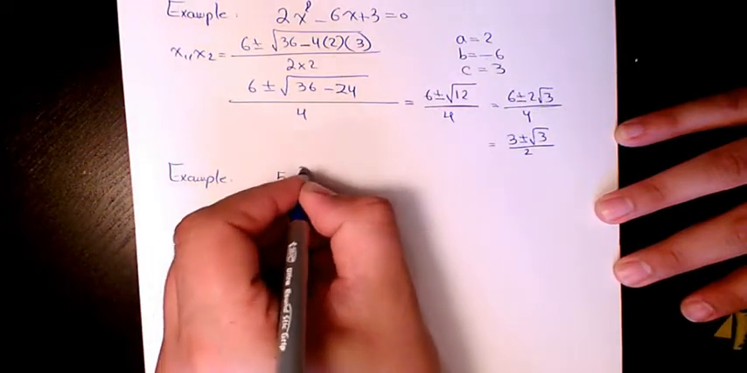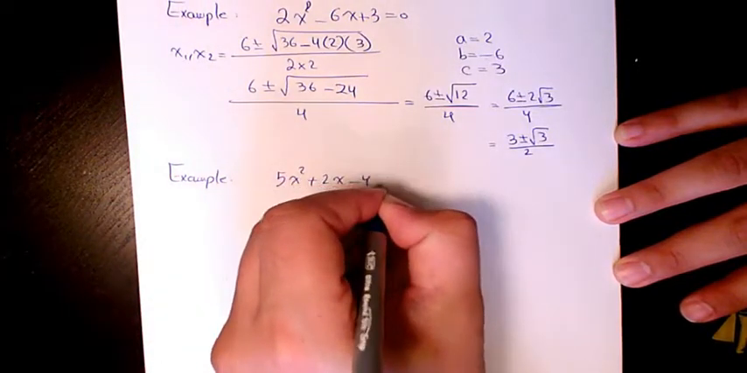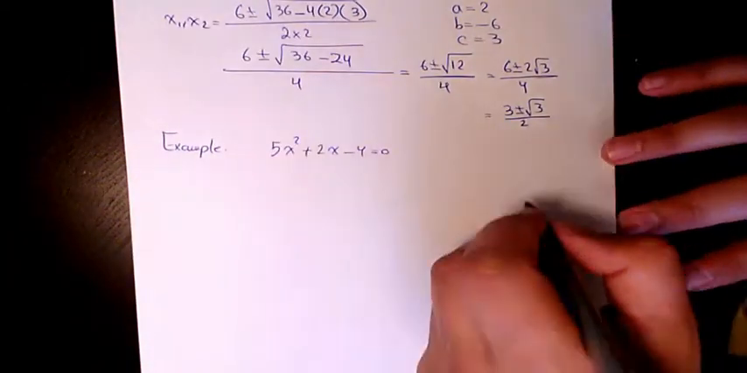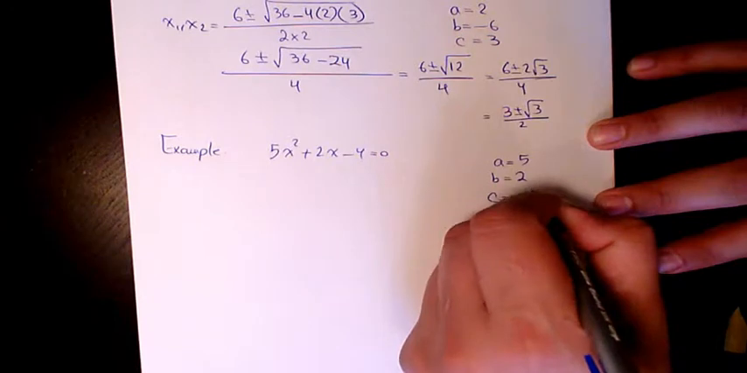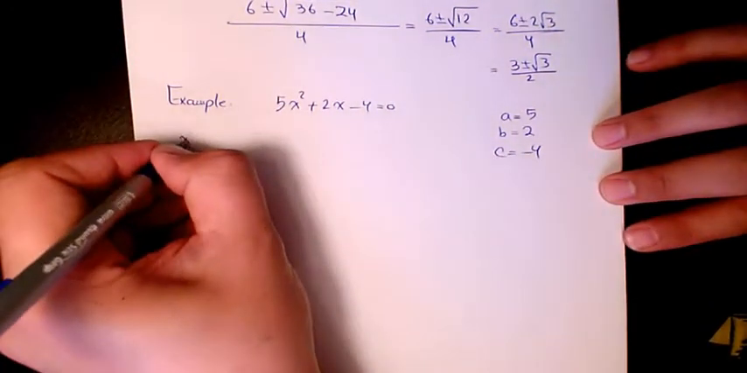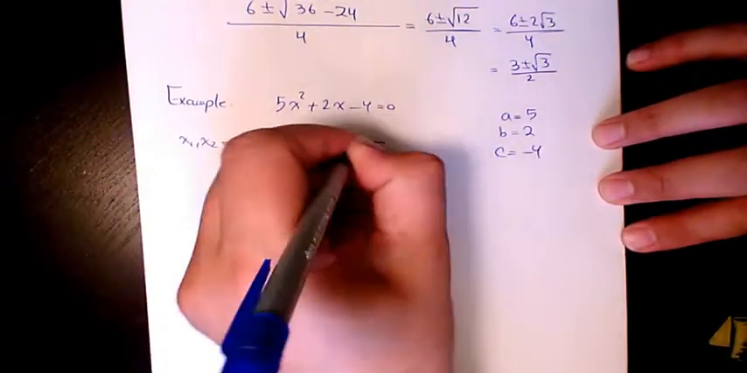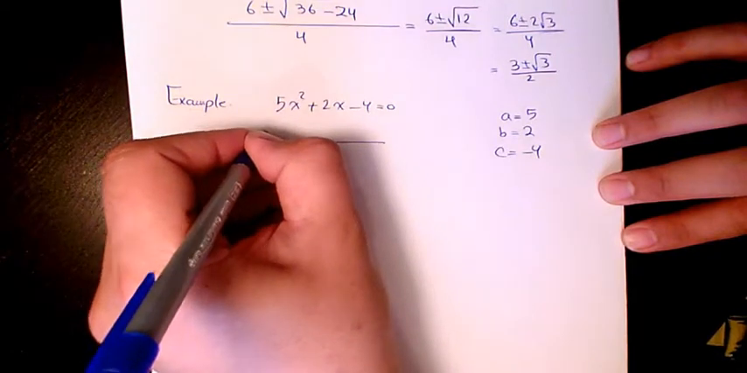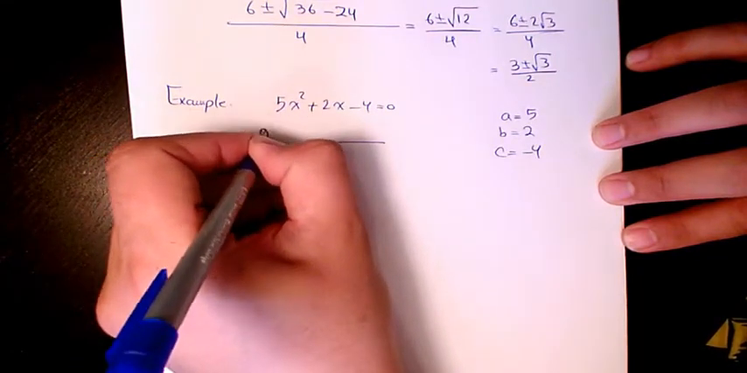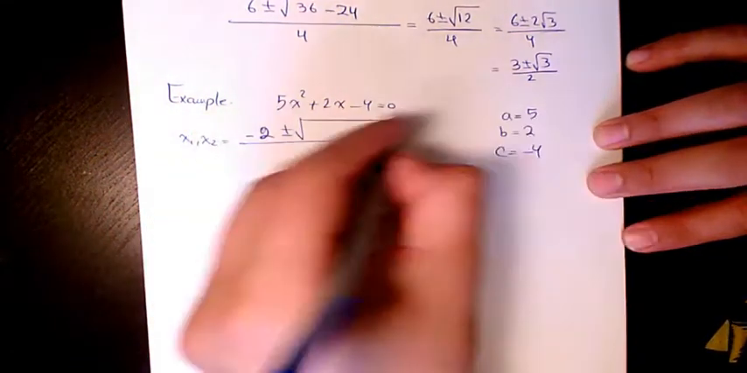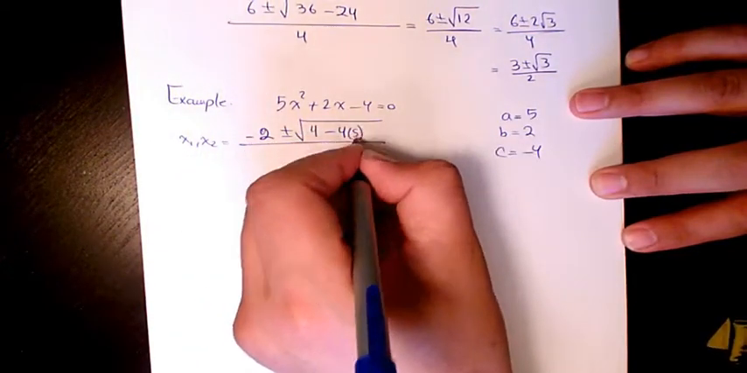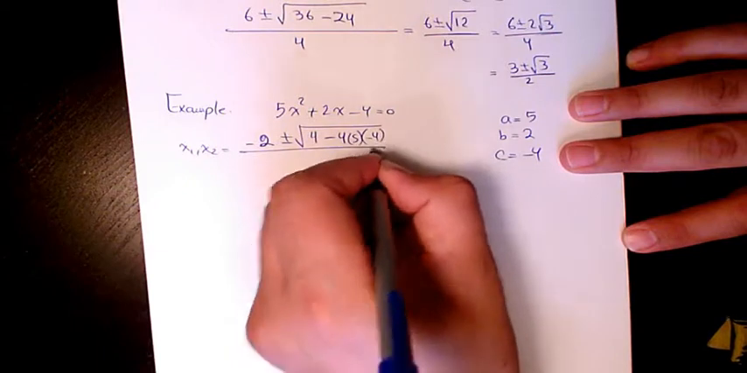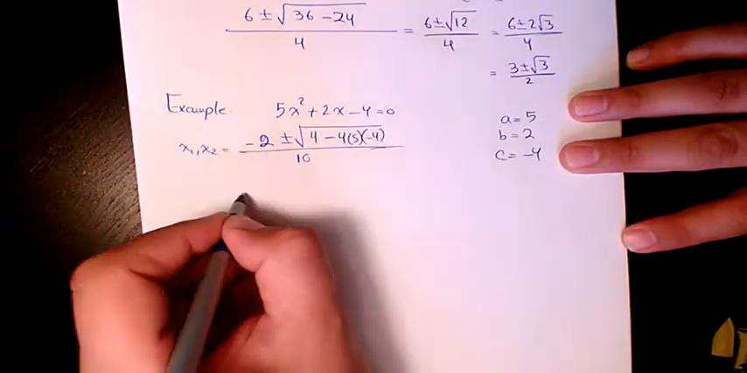5x squared plus 2x minus 4 equals 0. A is 5, b is 2, c is negative 4. So x1 and x2, negative b is negative 2, plus minus the square root of b squared, 2 squared, which is 4, minus 4 times a times c, divided by 2 times a, which is 10.